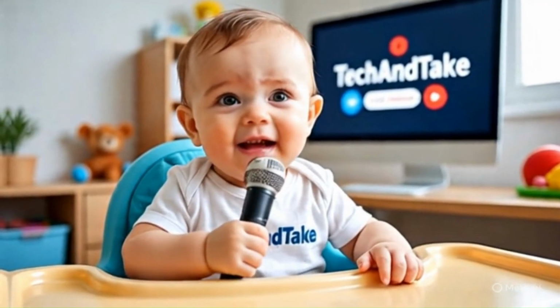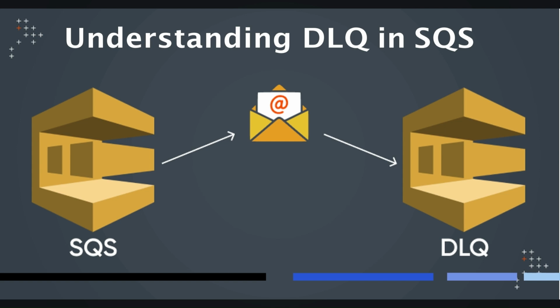Let's get into today's topic. In the previous video, we learned about AWS SQS concepts, hands-on implementations and a full end-to-end guide. In this video, we will cover one of the most important topics in SQS, that is dead letter queue, also known as DLQ. By the end of this video, you will clearly know how failed messages are handled in a real-world SQS application.